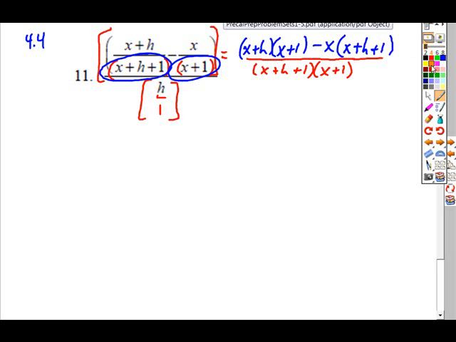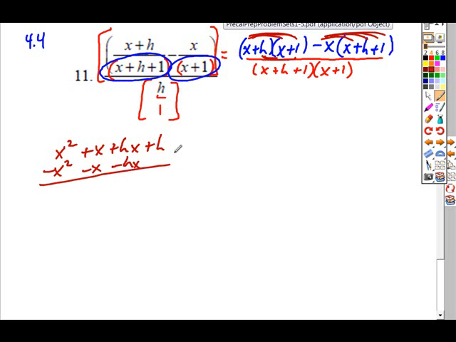Okay, so we want to continue to simplify this, so we're going to FOIL here. When we FOIL, we get x squared plus x plus hx plus h. And when we distribute here, we get a minus x squared, a minus xh, and a minus x. So what you see is everything cancels except for the h. So this whole numerator right here simplifies into the single fraction h over this common denominator, which I'm just going to rewrite, my binomial factor first.